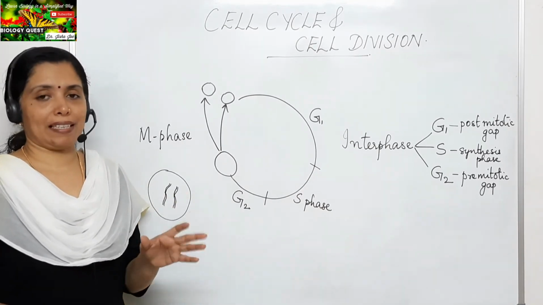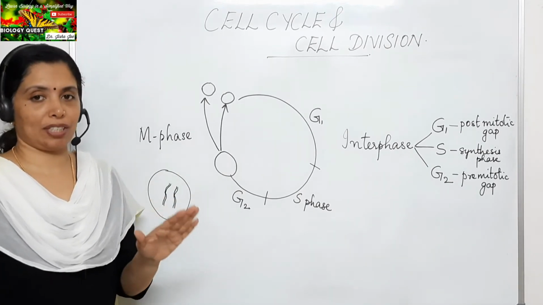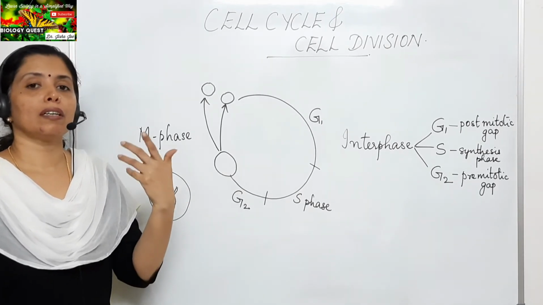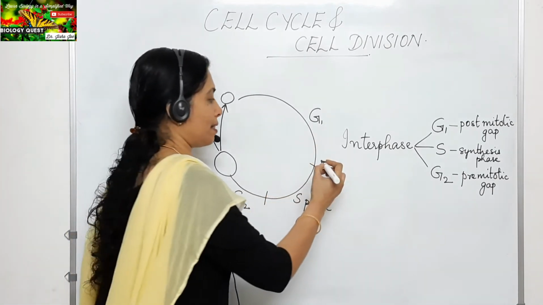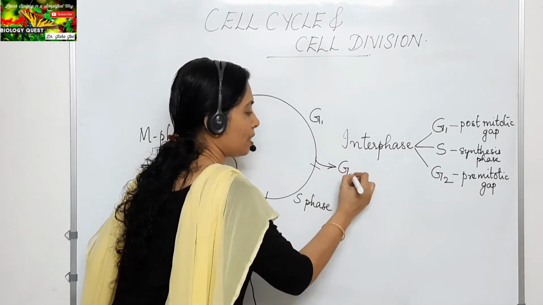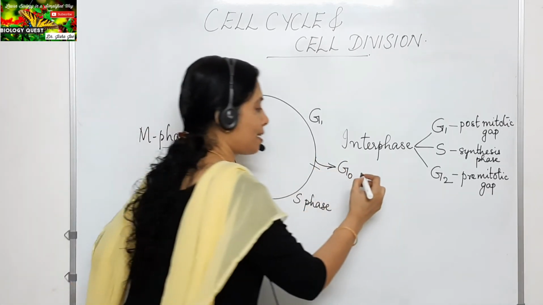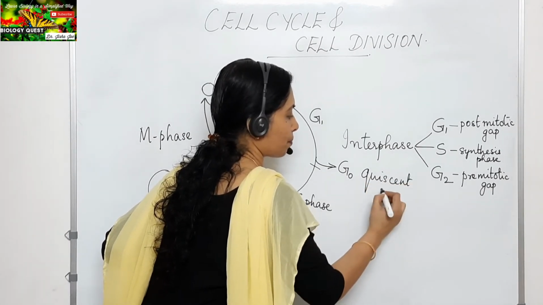So in such cases, in cells which do not undergo division or do not divide further, at the end of the G1 phase, the cell enters into a phase which is called the G0 phase or the quiescent stage. That is the quiescent stage.